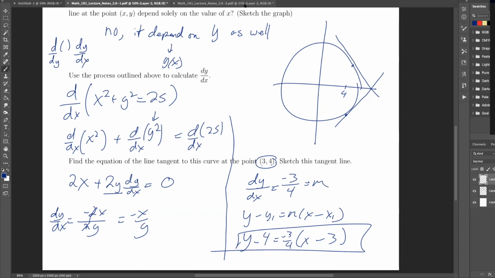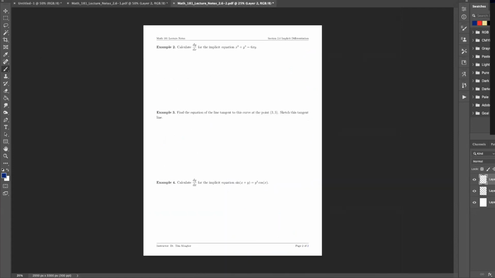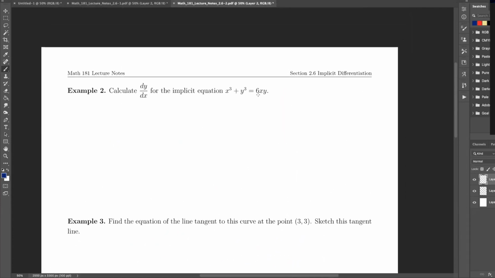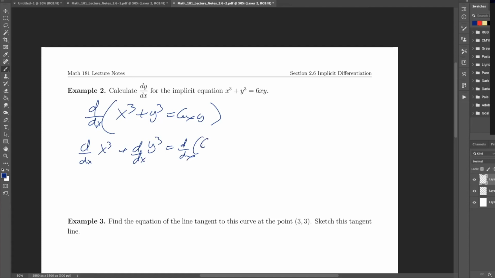Let's do another one. It'll make more sense if I show you the next one. So yeah, let's go ahead and use the next page. All right. So here we're going to calculate this using implicit differentiation. So we're going to take d dx of this entire thing: x cubed plus 3y cubed equals 6xy. Right. Now when we do this, I get d dx of x cubed plus d dx of 3y cubed plus d dx of 6xy.